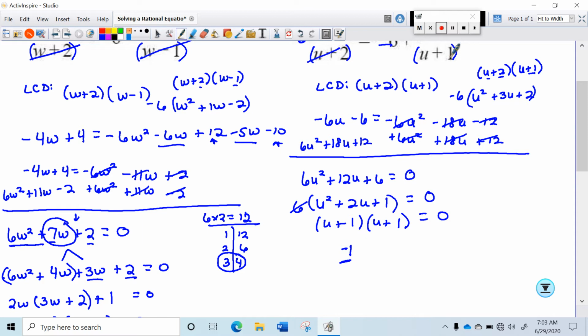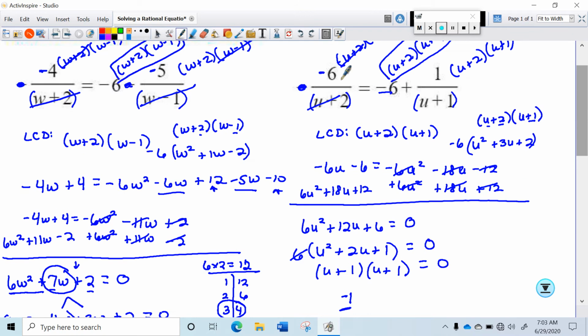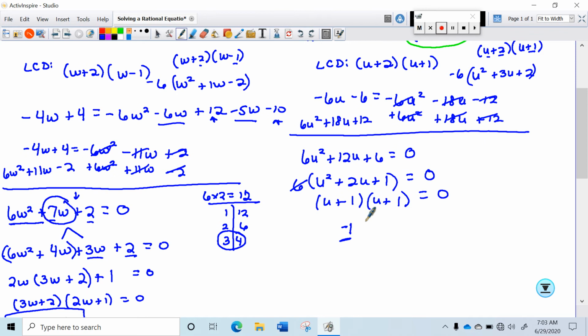However, if you come up, let me show you this. If you come up to your original denominator and plug negative 1 in there, negative 1 plus 1 equals 0, and you're not allowed to have 0 on the bottom of a fraction. So that means negative 1 is not an answer because it's not allowed, and there's no other numbers that we came up with. So when everything cancels, it is no solution. Because you're not allowed to have 0 on the bottom of a fraction.